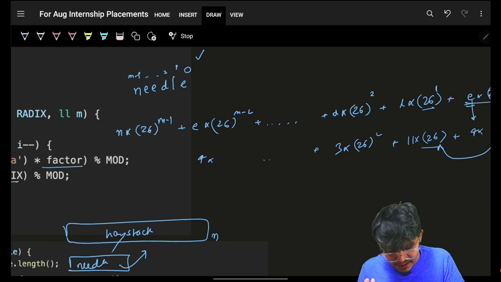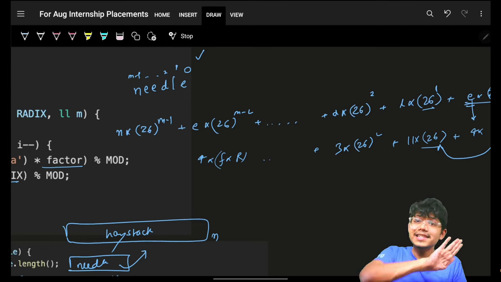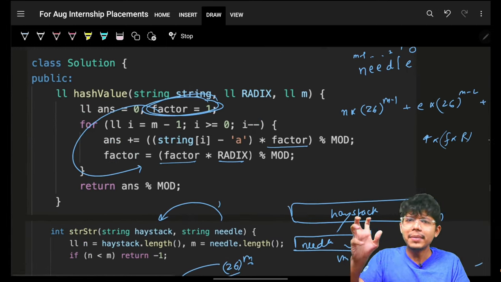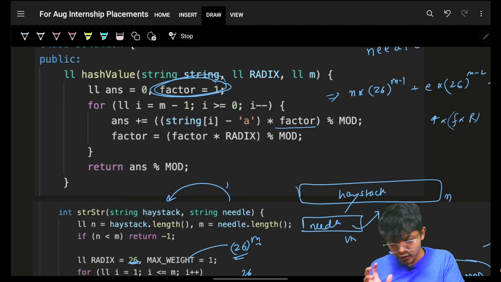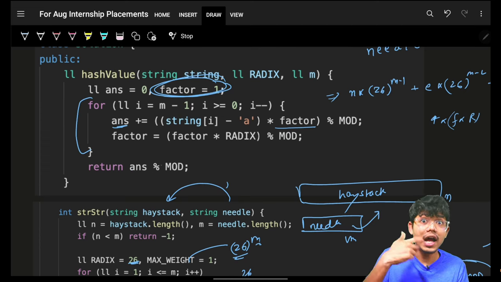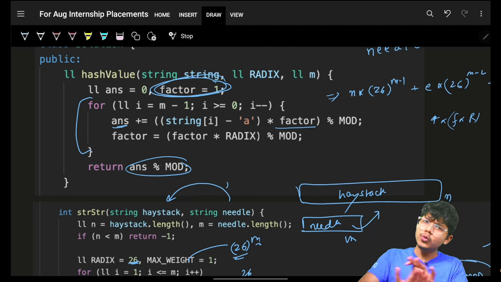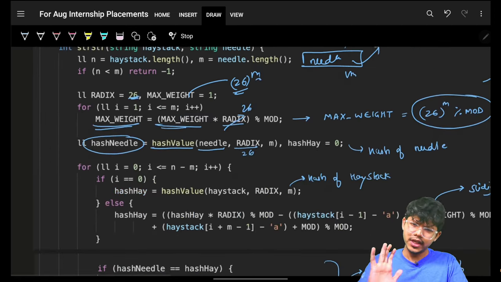Switch something, but I am multiplying my factor with the new radix value, which is, let's say, R. And this is how I'm building my factor and then building this entire string. When this entire portion is done, you will have your actual answer. The answer is nothing but your hash. Again, please make sure to do mod at every step. Now you have got the hash value. That's the function which you have got.